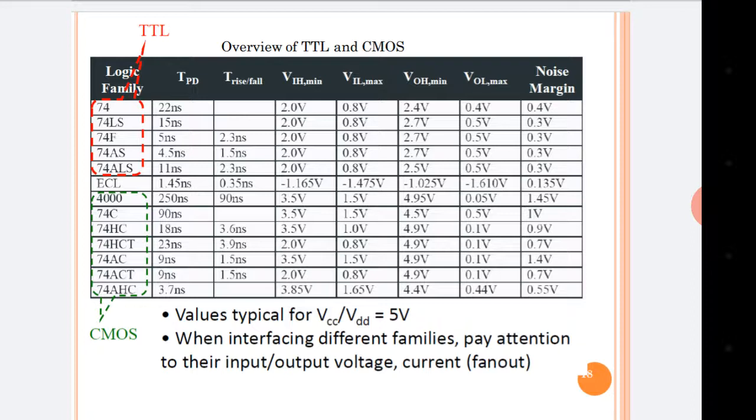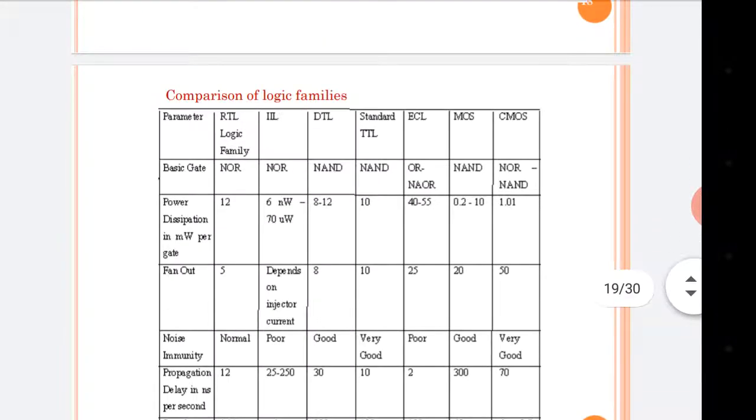Here the typical value of VCC or VDD is 5 volt. Now you will observe that when interfacing between two different logic families is done, there is some problem or some mismatch, that we will be discussing in the last portion of this video. So let us go to the next slide.